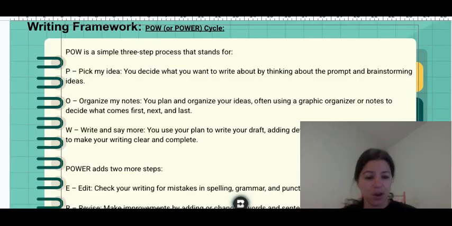We add the E and the R for our older grades, right? So we think of the editing and then we think of revising, right? So we have to check for mistakes in our spelling, grammar, and punctuation. We also have to make sure that we're revising. Are we making improvements by adding, changing words and sentences? So in a little bit, we'll talk about how we can use a rubric and some color coding as we're supporting our students with their revising process to make sure that they're including all the essential components of that text structure. And then we support them with that revision process.